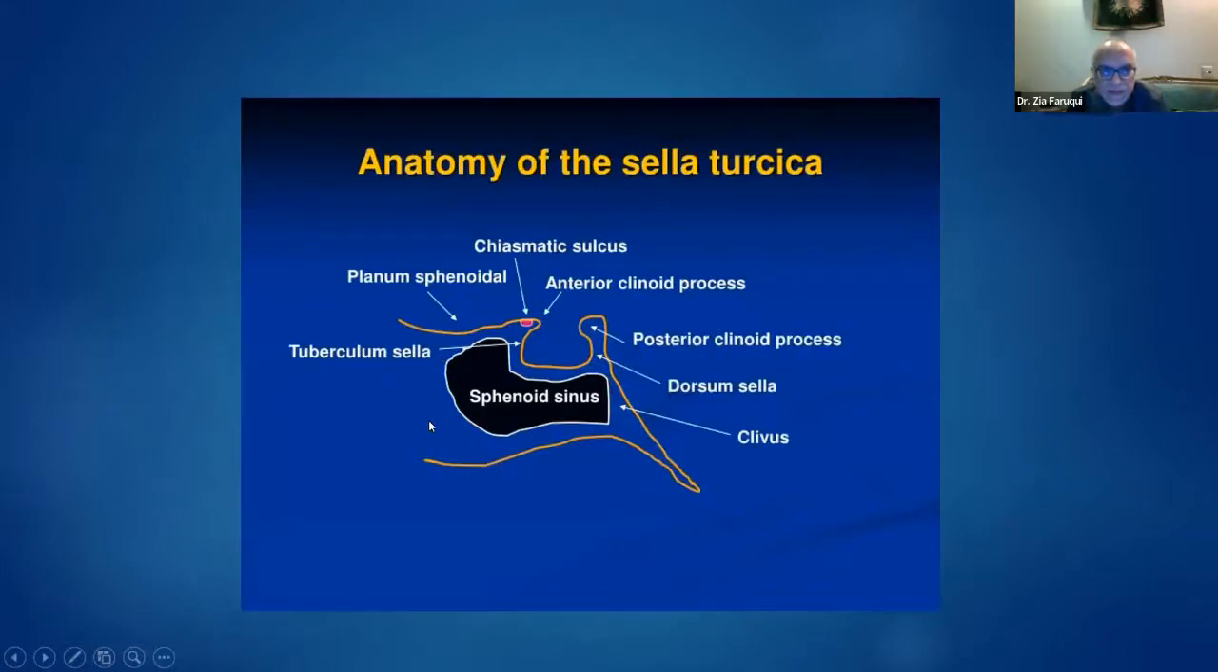So here's a lateral projection. Again, this is the sphenoid sinus. This is the sella turcica itself, the posterior clinoid process, the anterior clinoid process, the planum sphenoidale and the tuberculum sellae. And posteriorly, you have the clivus.